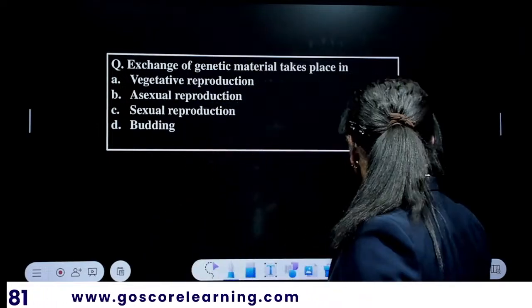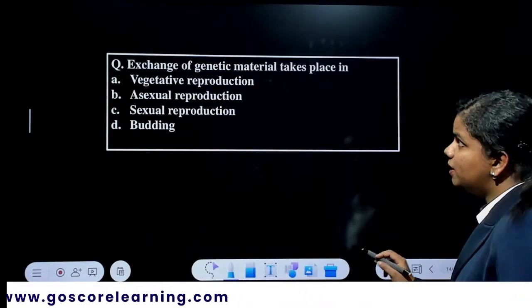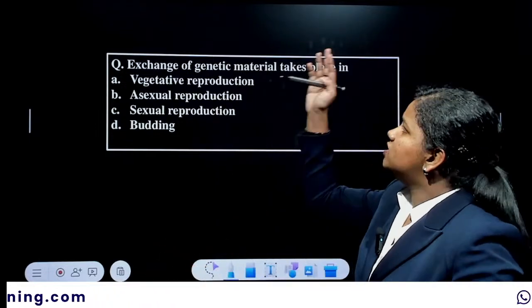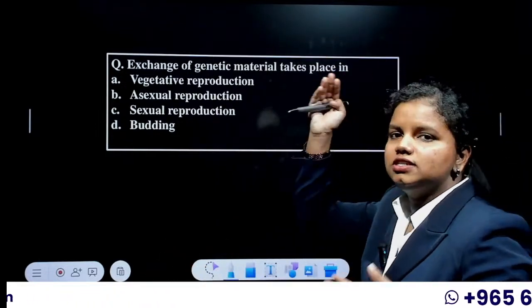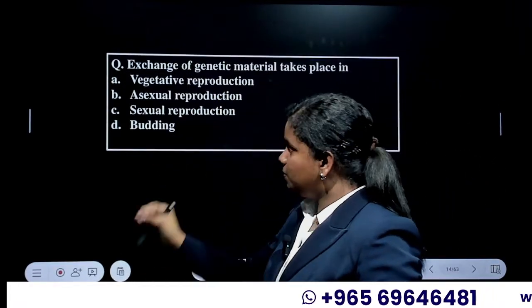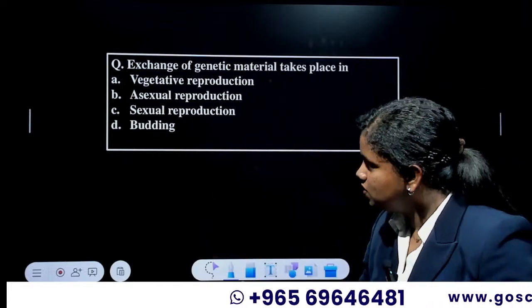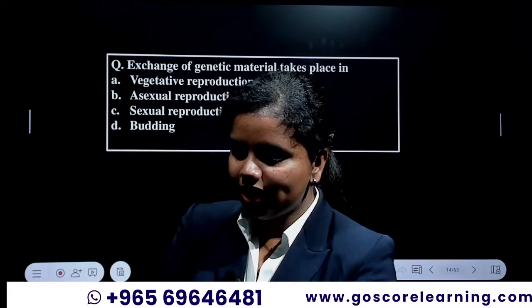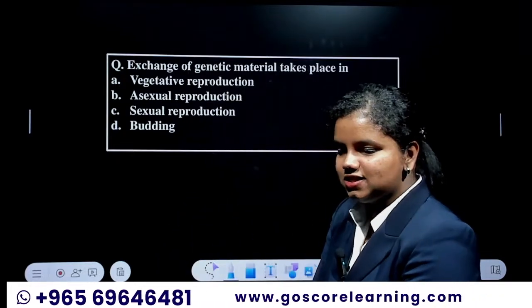Done. Now let me give you a question. I hope you will be able to answer it, it's a very simple question. Exchange of genetic material takes place in: A. Vegetative reproduction, B. Asexual reproduction, C. Sexual reproduction, D. Budding. Yes, put it in the comments quickly. I'm waiting for your comments.